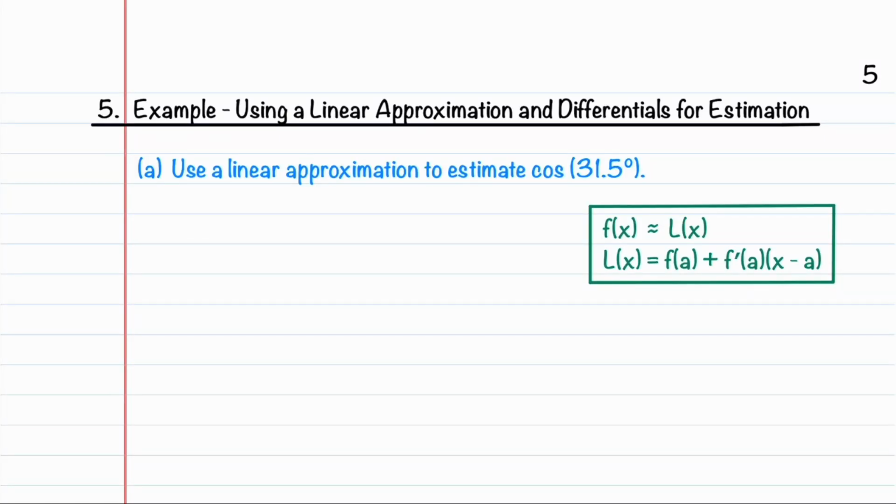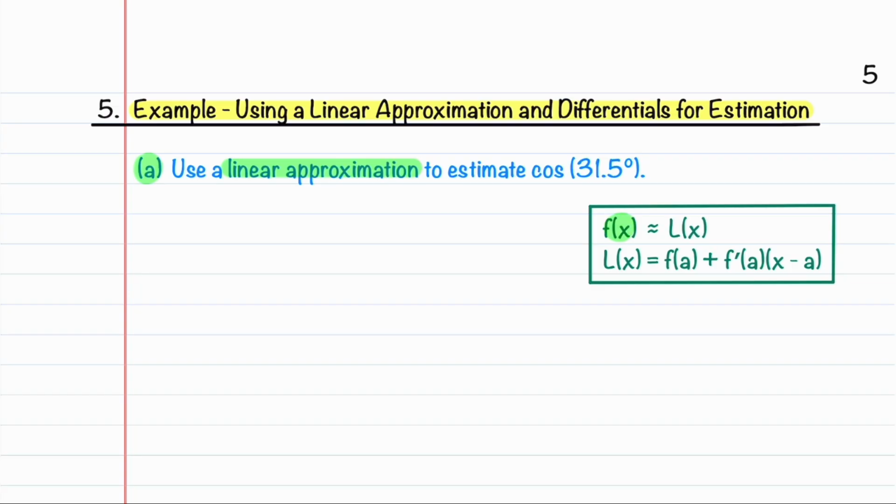In this example, we are going to use both linear approximation and differentials to estimate cosine of 31.5 degrees. In part A, we are going to use a linear approximation to estimate this value. And then in part B, we'll use differentials. Over here in this green box, I've put down our formulas.